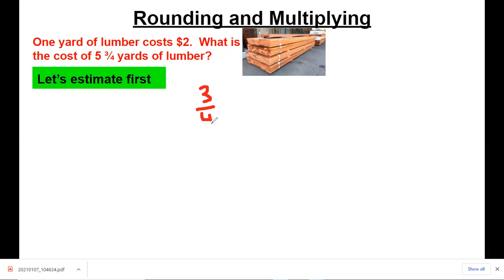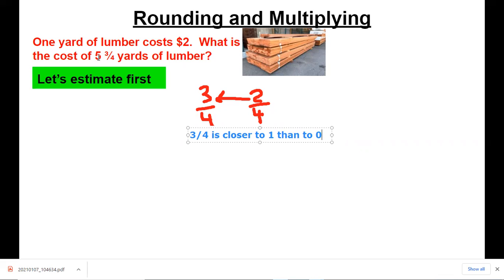so what is exactly half of 4? 2/4, right? So 2/4 is exactly half. Well, 3 is bigger than the 2, so 3/4 is going to be closer to 1. 3/4 is closer to 1 than to 0. So I'm going to round 3/4 up to 1.